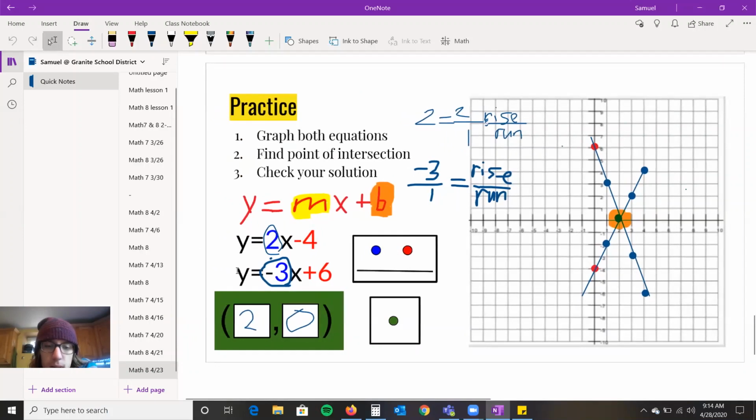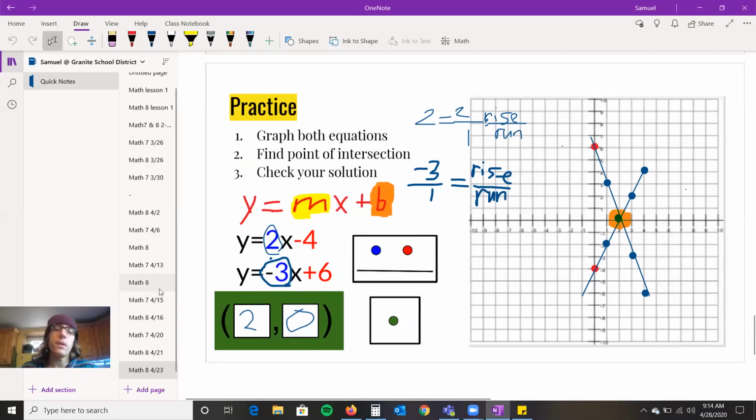And then for the other one, y works the same way. y equals -3x plus 6. So we start at plus 6, because that's our y-intercept. And then we go down 3 and over 1. Down 1, 2, 3, and over 1.